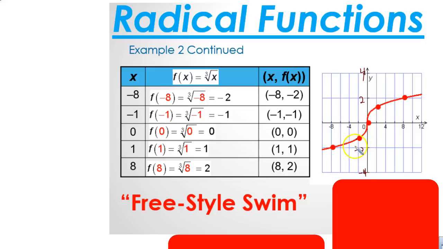You can think of a cubed root function as like a swimmer doing a freestyle swim. If any of you guys are swimmers, here's the little head and the arm. One arm's up, one arm's down. That's kind of what it's always going to look like.